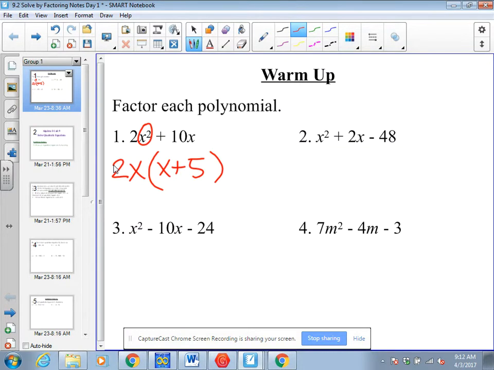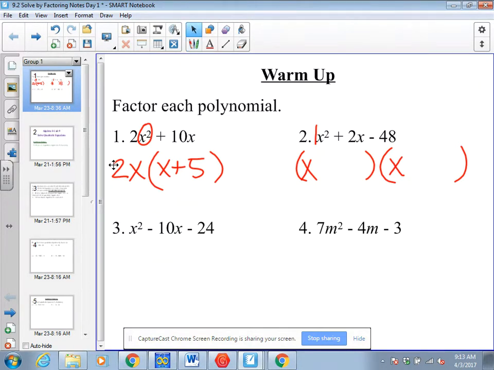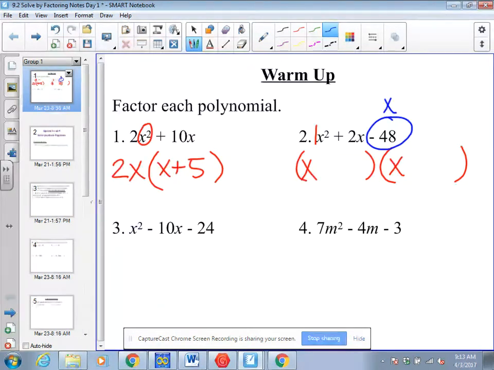If I have a case, like in number 2, where I don't have a GCF, which I do not, and a is 1, I am simply going to fill in the values that would work. So I know that to get x squared, I am going to multiply x and x, and then put 1 in each. And then I'm going to look at my c term, negative 48, and look for numbers that multiply to negative 48 that add to positive 2. The factors that are coming to mind are positive 8 and negative 6. 8 times negative 6 is negative 48. 8 plus negative 6 is 2. So I'm going to say plus 8, negative 6.